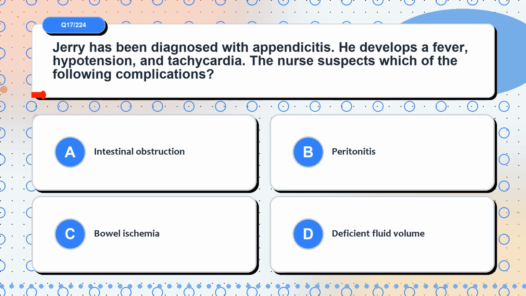Question 17. Jerry has been diagnosed with appendicitis. He develops a fever, hypotension, and tachycardia. The nurse suspects which of the following complications? Here are the options. Option A. Intestinal obstruction. Option B. Peritonitis. Option C. Bowel ischemia. Option D. Deficient fluid volume.